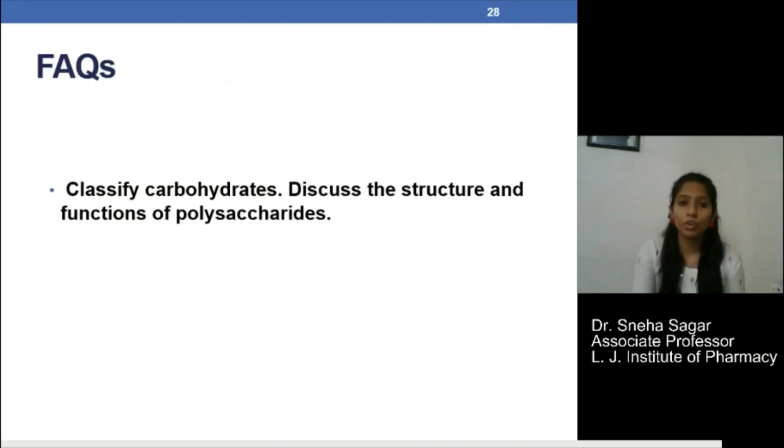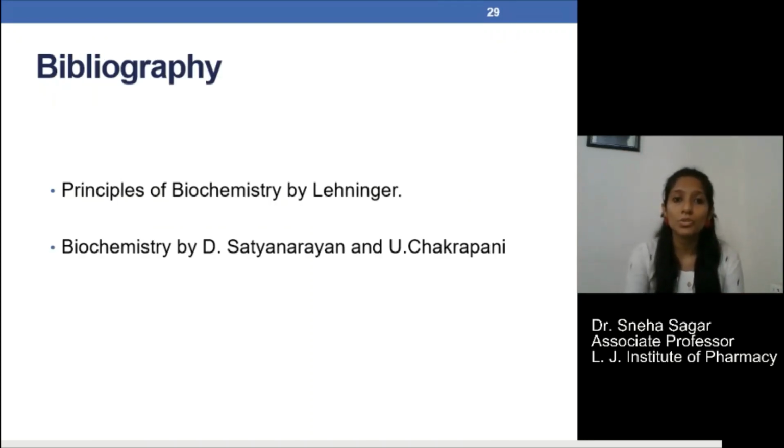So, what can be asked from this? It can be asked like: classify carbohydrates and discuss the structure and functions of polysaccharides. You don't have to remember the structure of all the polysaccharides. Just remember a few, but write the importance of all the polysaccharides. So this is about today's session.